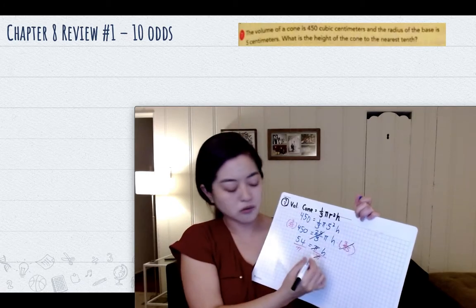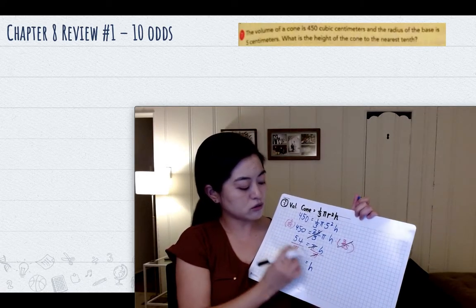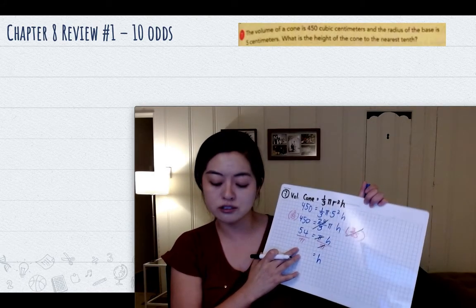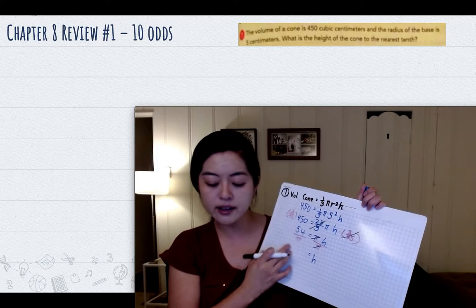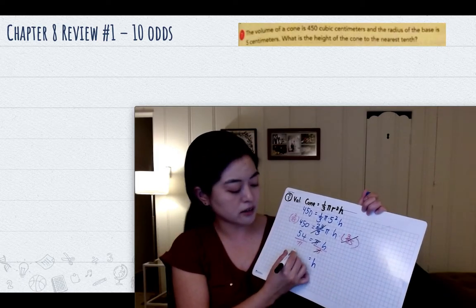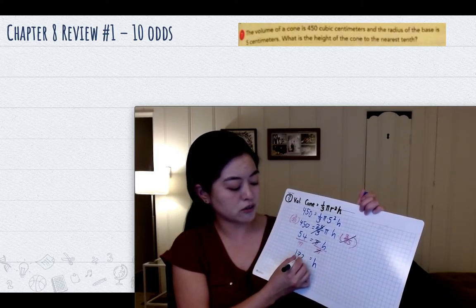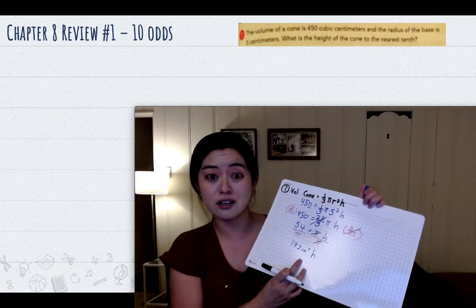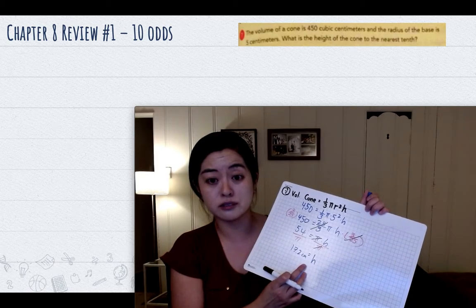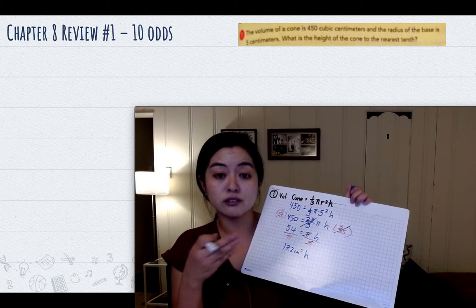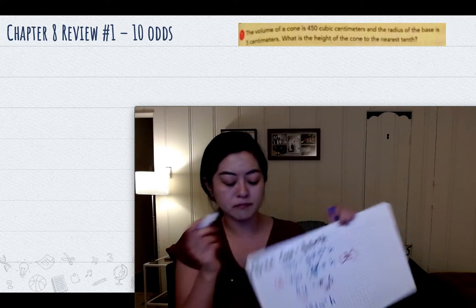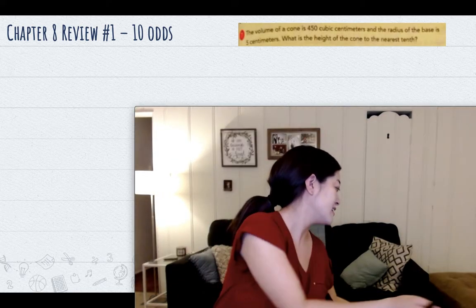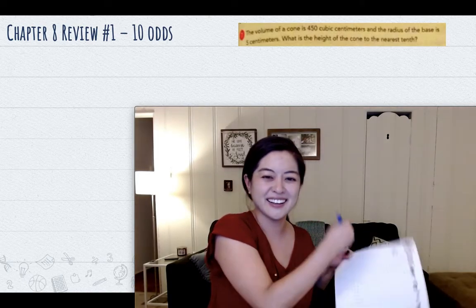And so my h is equal to 54 divided by pi, and we can use 3.14 as an approximation of pi, and if we round it to the nearest tenth, it becomes 17.2 centimeters, because it's height, not area, not volume. We just put centimeters because it measures a length only. All right, we're almost done. Good job hanging in there.